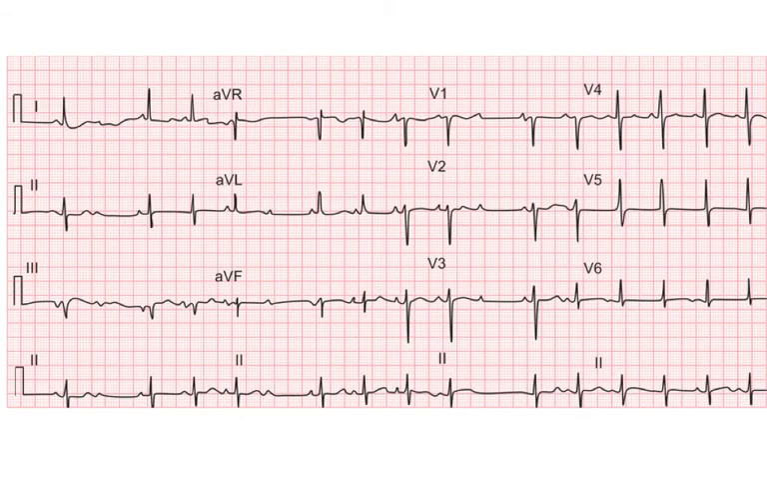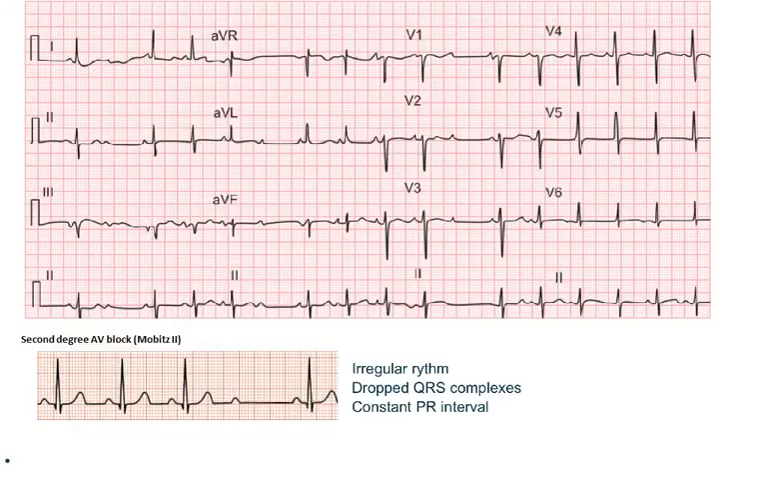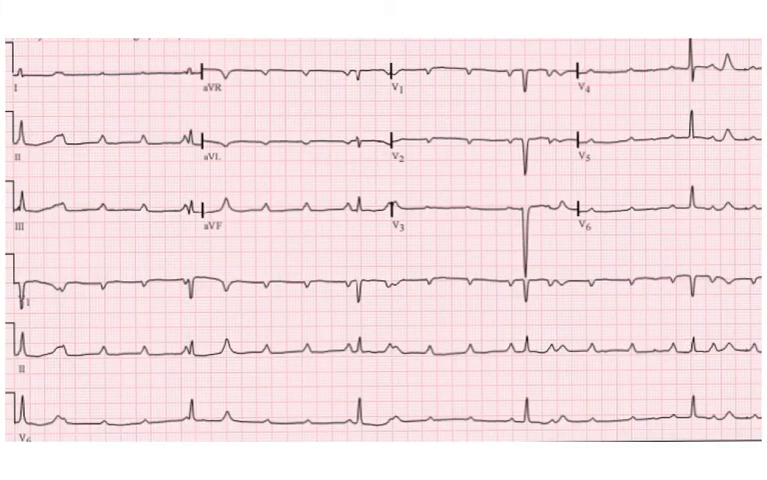The only difference in this ECG from the previous ECG is that the PR interval in this ECG is prolonged, but it is constant. It is not progressively prolonging throughout. So an ECG that shows irregular rhythm, dropped QRS complexes in between with constant PR interval is second degree AV block, Mobitz type 2. In this ECG, the heart rate is very slow.